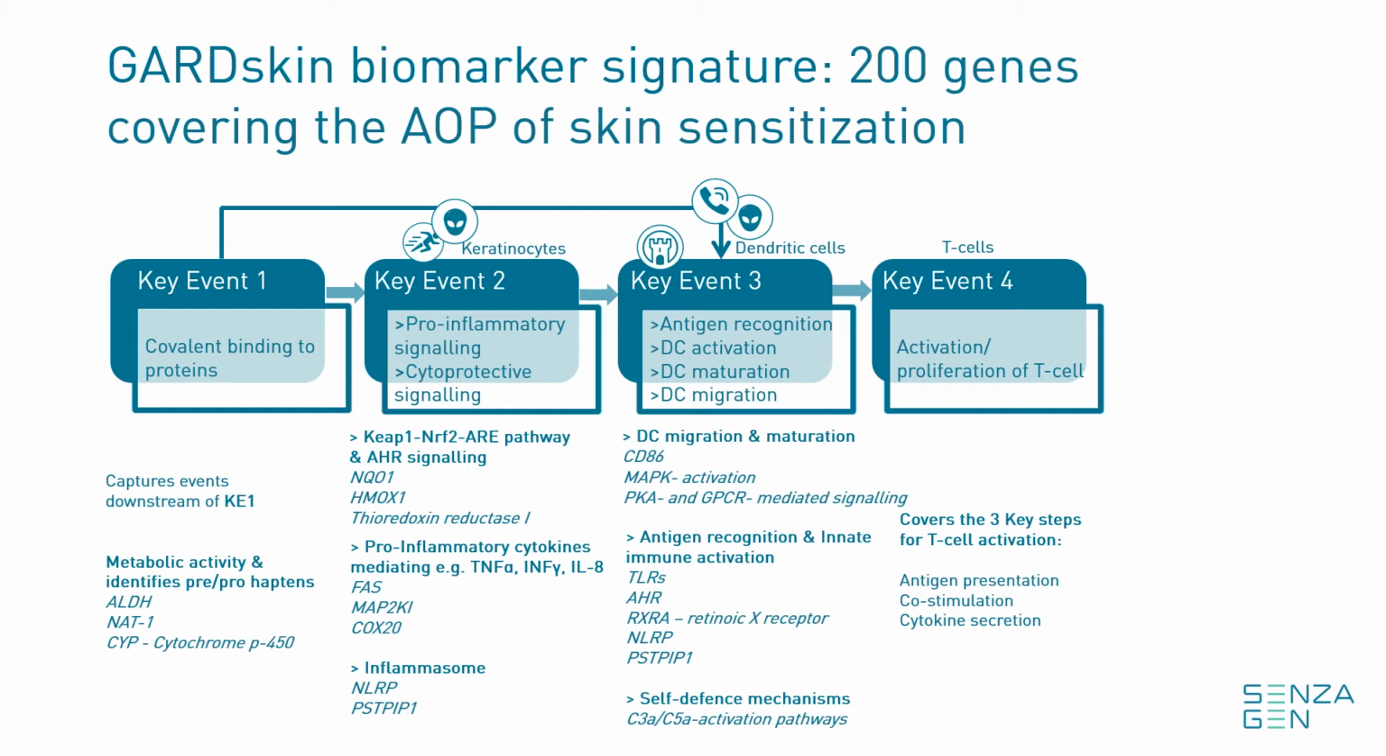Looking deeper at these 200 genes, we found that many of them are known to be involved in a broad spectrum of processes for the development of the skin sensitization endpoint. When we map the genes to the various key events in the adverse outcome pathway, we find that they are involved in multiple key events required for the endpoint represented by that AOP. We believe that this is why GARD skin has such a high predictive accuracy, because it not only measures one specific biomarker, but measures a whole set of different biomarkers that are immunologically relevant to the whole sensitization endpoint.